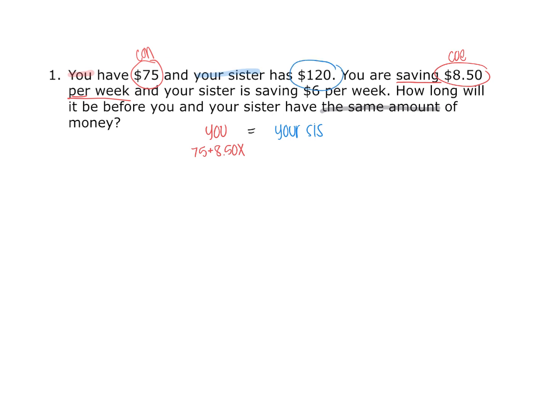Then we look at your sister. Your sister has $120. That's her constant because it's our starting amount. Your sister is saving $6 per week. We know that saving means we're adding that to your total amount, and it's 6 per week, so that's multiplying. We want these two to be equal, and there is our final answer.